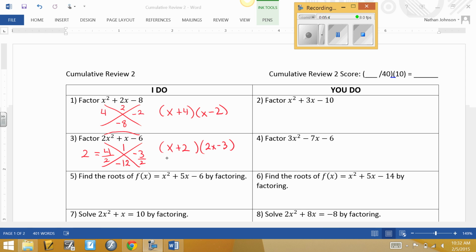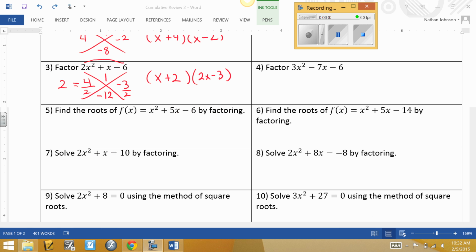The first factor is simple to write, x plus 2. However, the second factor is a little trickier. The denominator gets multiplied by x, and then we add the top number. Since it's a negative 3, you get 2x minus 3. Take a minute and try problem 4. See if you can do it.